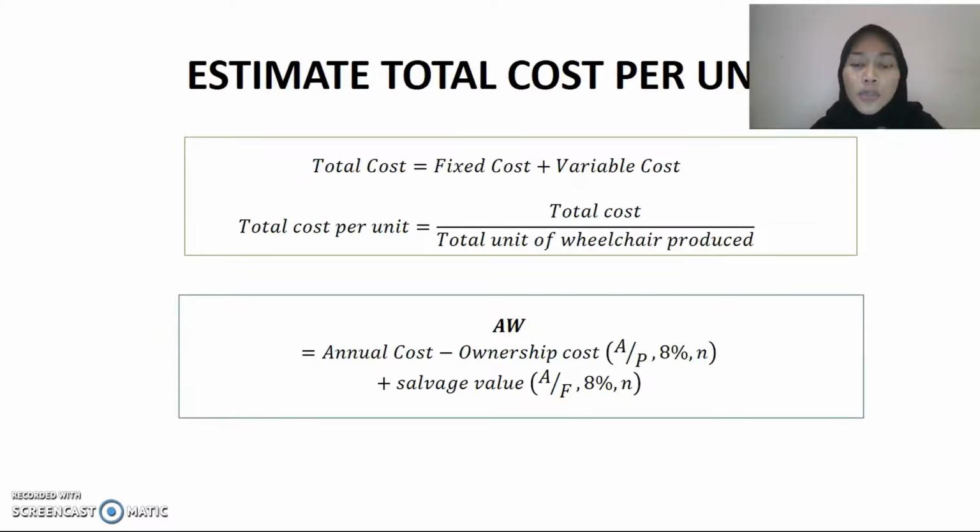For the estimated total cost per unit, we use the formula: total cost equals fixed cost plus variable cost. To find the total cost per unit, we divide the total cost by the total units of wheelchair produced. The annual worth is the annual cost minus ownership cost times (A/P, 8%, N) plus salvage value times (A/F, 8%, N). N is the useful life, while the salvage value is 0 since there is no value at the end of life.